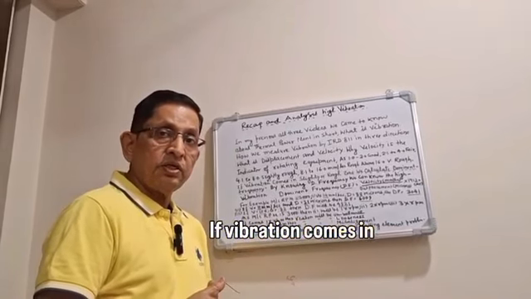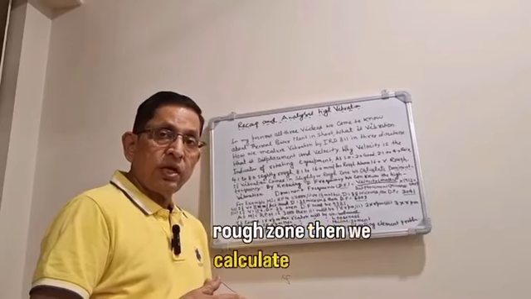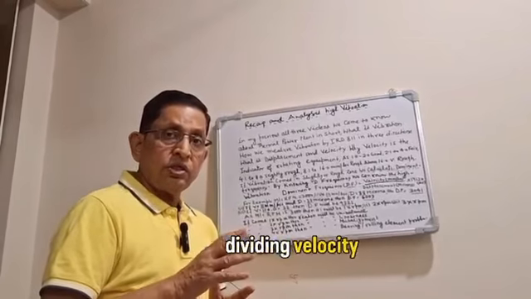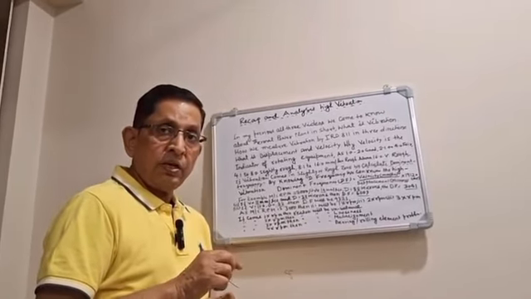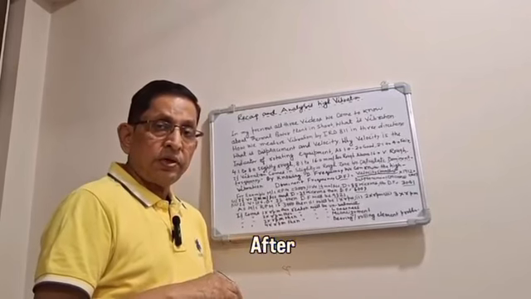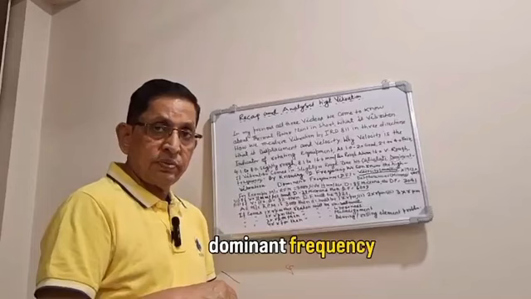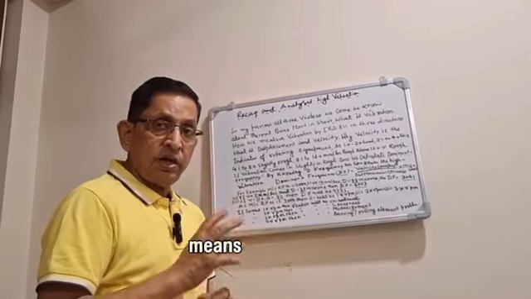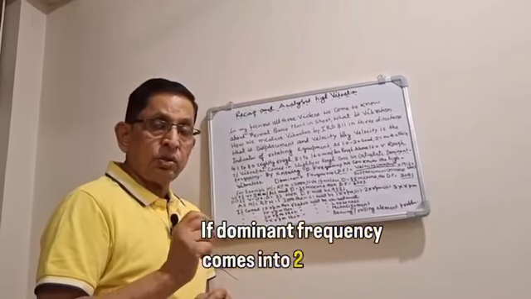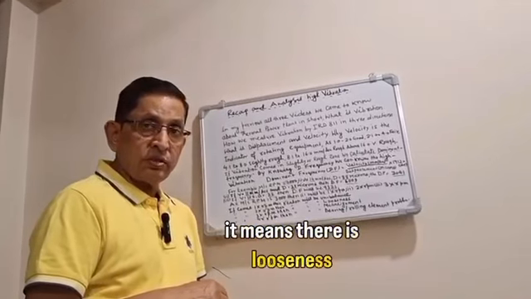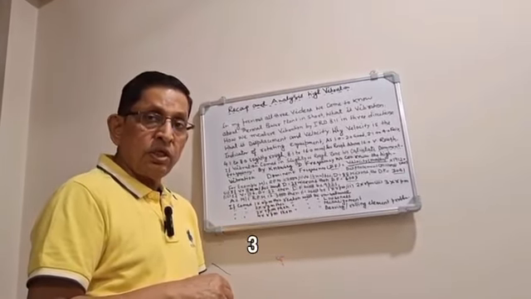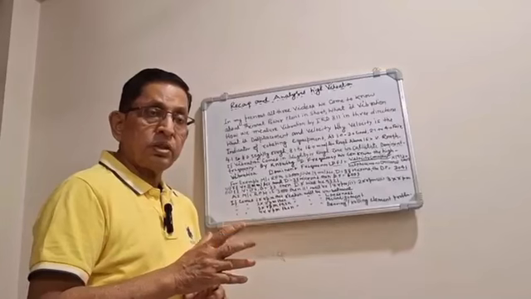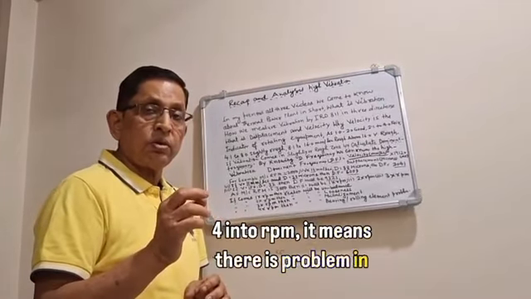If vibration comes in slightly rough or rough zone, then we calculate dominant frequency. We calculate dominant frequency by dividing velocity by displacement and multiplying by 19,120. After that, we get the dominant frequency. If dominant frequency comes 1 into RPM, it means there is unbalance. If dominant frequency comes 2 into RPM, it means there is looseness. If vibration comes 3 into RPM, it means there is misalignment. If vibration comes 4 into RPM, it means there is problem in rolling element.